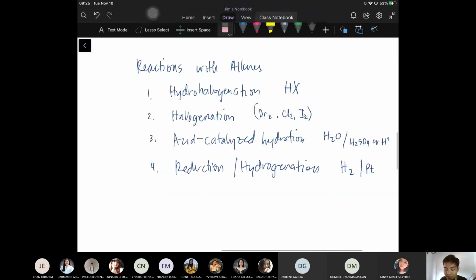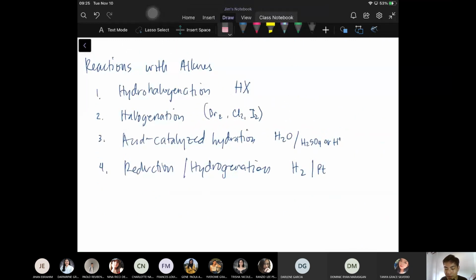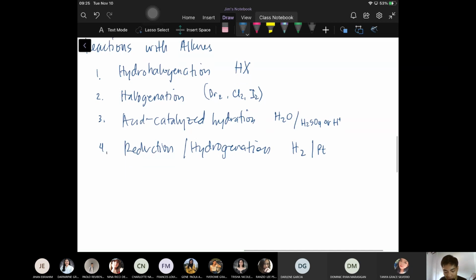So, ganun. Ngayon, saan nga ba mapupunta yung mga atoms nito? Saan mapupunta yung H? Saan mapupunta yung X? Saan mapupunta yung dalawang halogen? Saan mapupunta yung H? Saan mapupunta yung OH? Pati saan mapupunta yung dalawang H2? Okay, so there's this thing called the Markovnikov addition. Markovnikov.